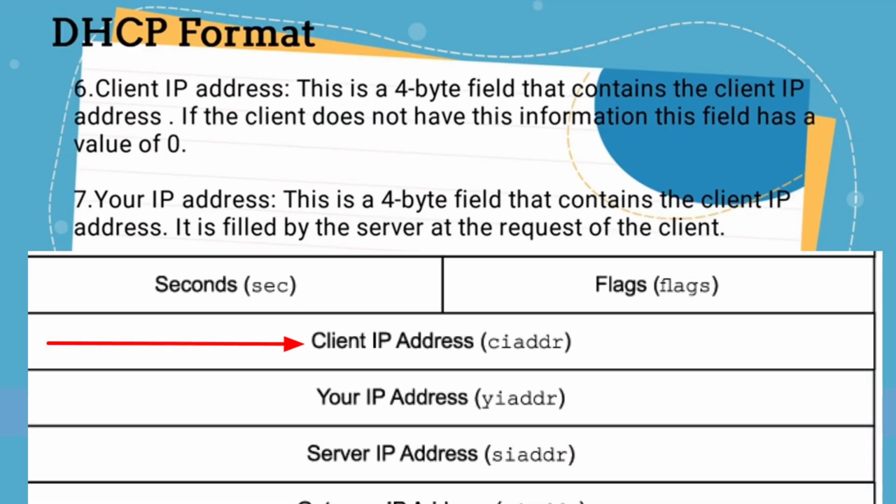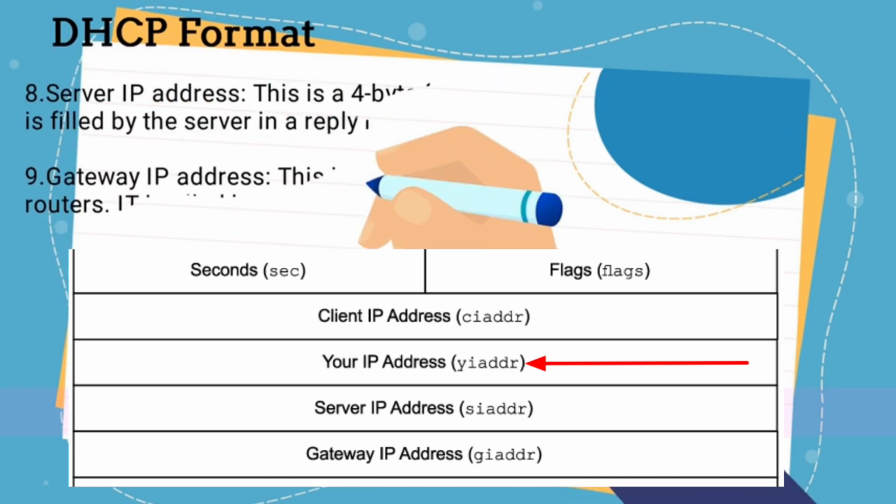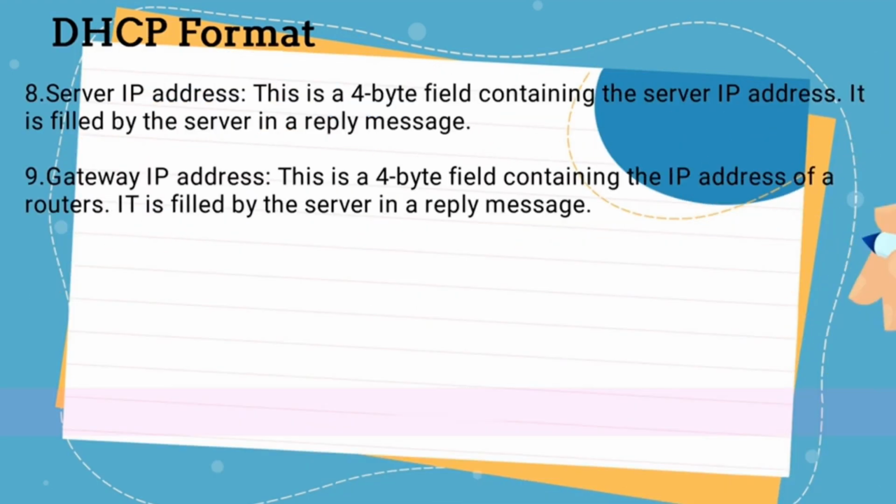Client IP address. This is a 4-byte field that contains the client IP address. If the client doesn't have this information, this field has a value of 0. Your IP address. This is a 4-byte field that contains the client IP address. It is filled by the server at the request of the client.